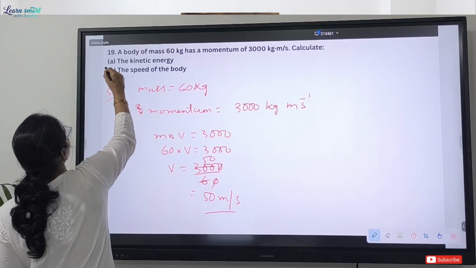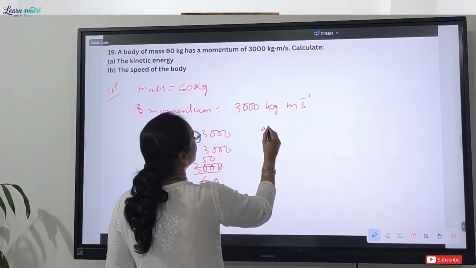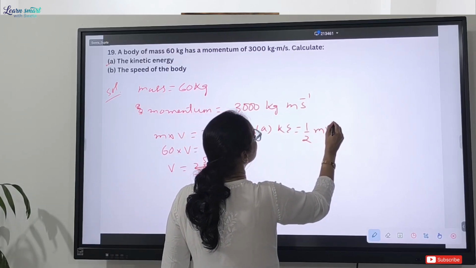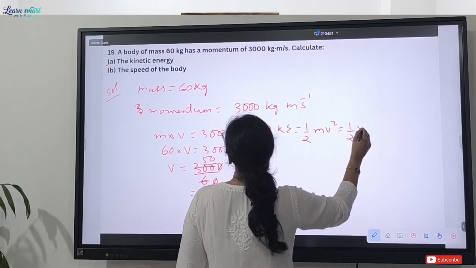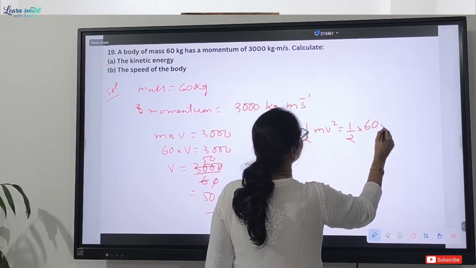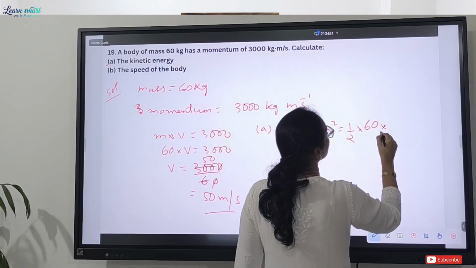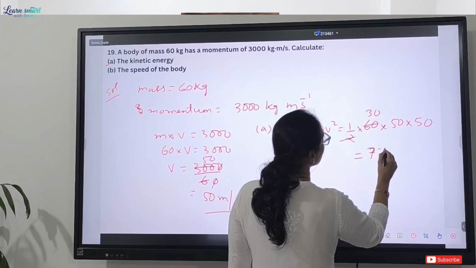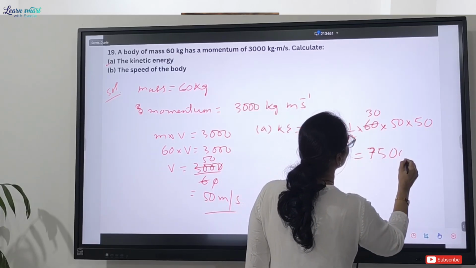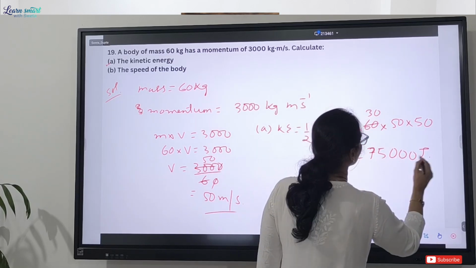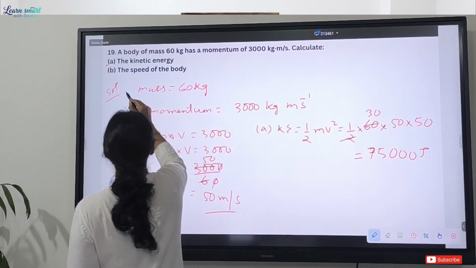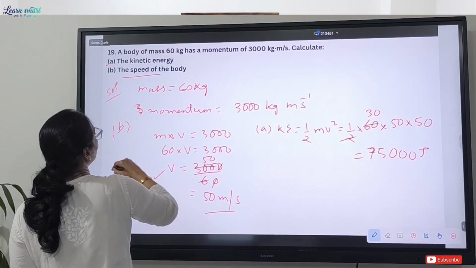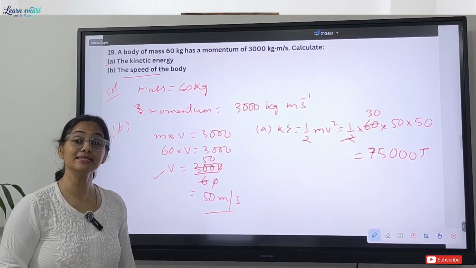Now we can calculate the kinetic energy. So kinetic energy will be half mv square, which is half into 60, and V we calculated 50. So 50 into 50. How much will we get? 75000 joules, because we are calculating kinetic energy. And the speed of the body we have already calculated, 50 meter per second. So we are done. Simple. Let's see the next question.